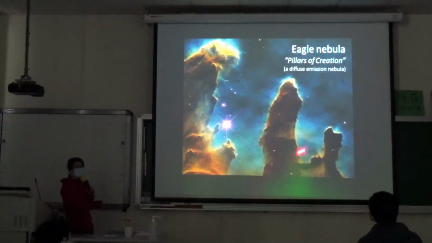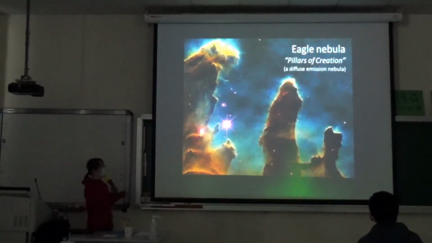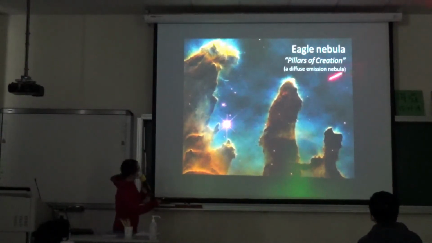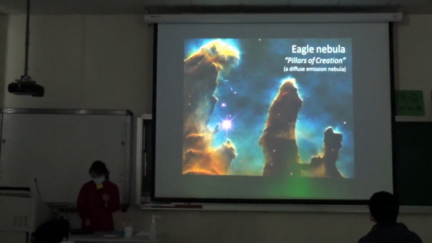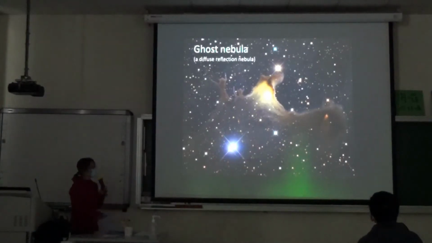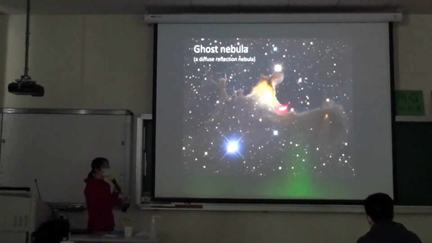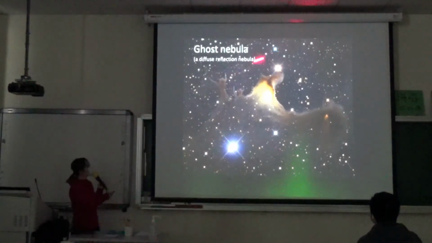So it's a little bit like you see in some science fiction. So it's a very weird but fantastic image. It's a diffuse emission nebula. And Ghost nebula, it's a diffuse reflection nebula. So it just reflects the lights from nearby stars.